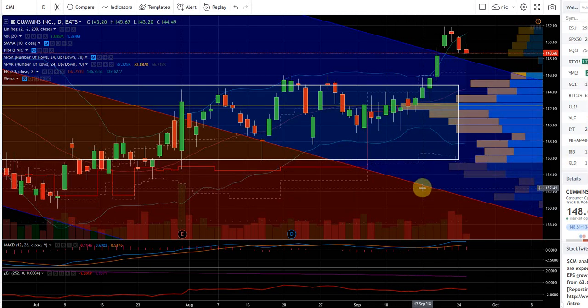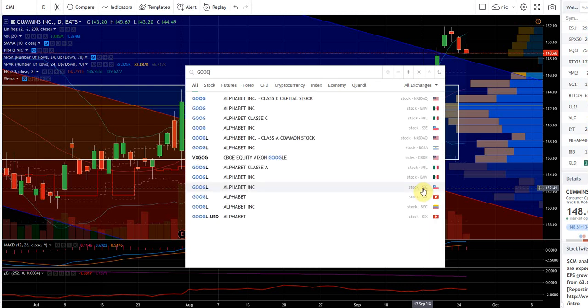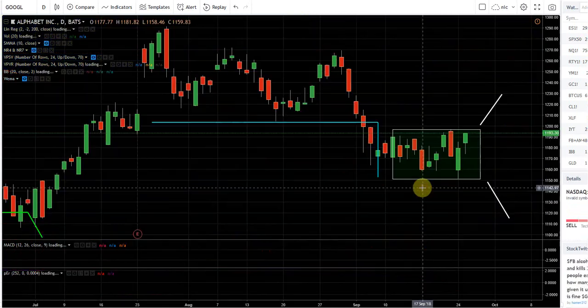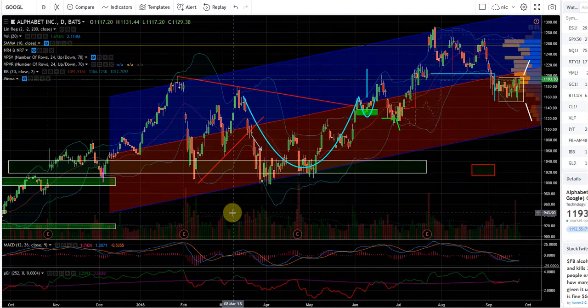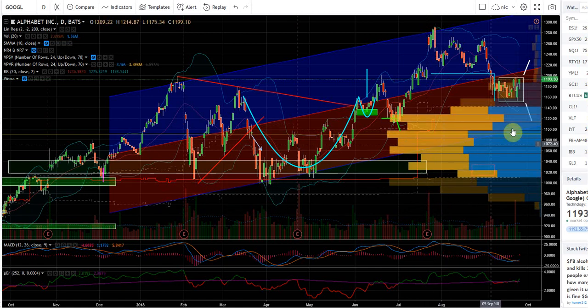The market is open, so I have my eyeball on that too. Here's Google. I drew these boxes today, and I'll tell you how I came to these boxes. This is a daily chart in Google. I'm going to delete them.